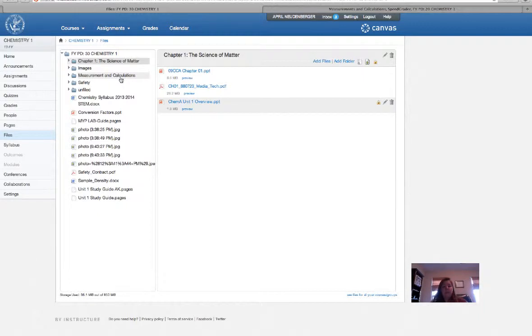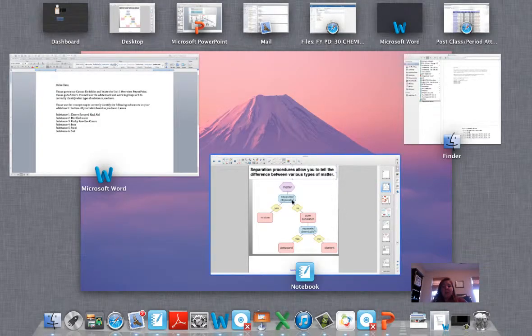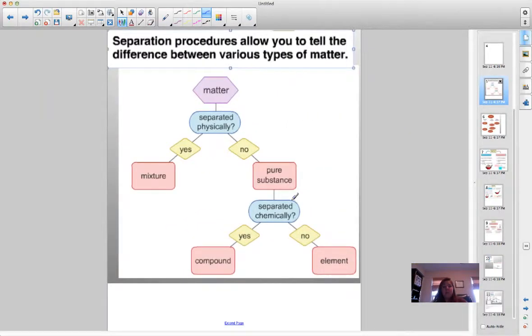Okay, so now that you have a little bit of an overview of where to find these documents, if I say under the announcements any type of assignment that you have, again, you will also find these under the files. I have not put any assignments in yet for Chapter 1 since we're just starting. So what we're going to do in class is an activity that has to do with the separation of matter.